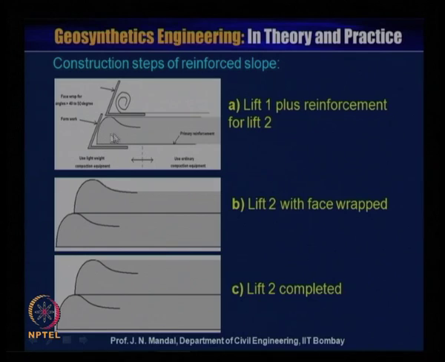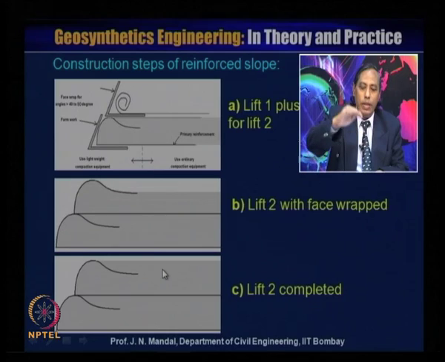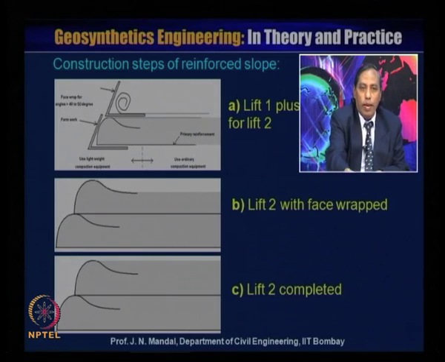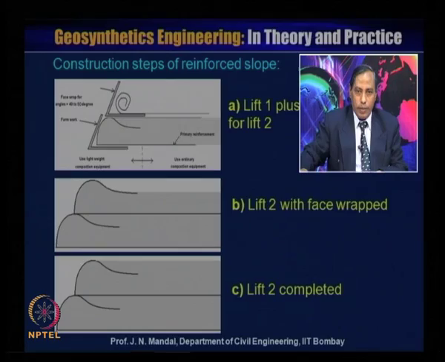So, you can construct this wall like this. This is the construction step: A, that is lift 1 plus reinforcement, then lift 2, then lift 2 with the face wrap, and then C, lift 2, and then it is completed. Like that you can construct the reinforced soil steep slope. So, it can prevent any sloughing. There is a possibility of sloughing on the side slope, so that is why it is needed to provide a kind of formwork.